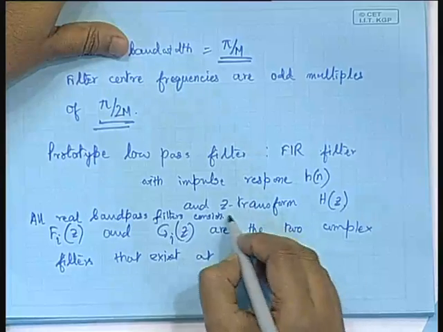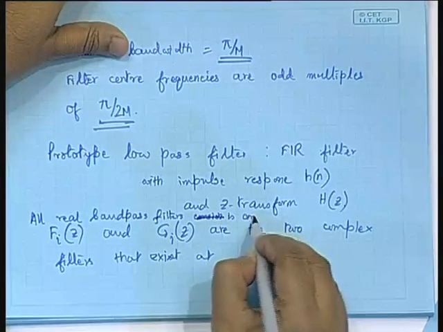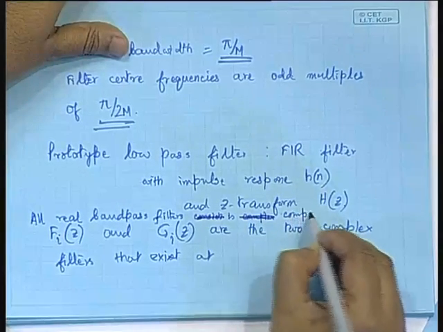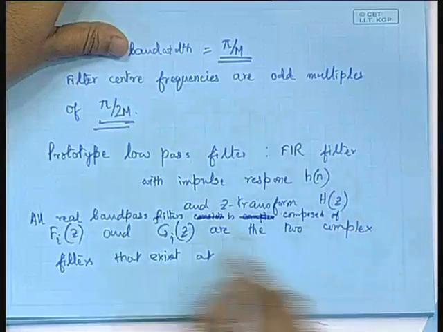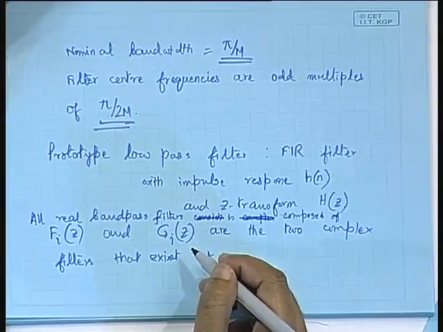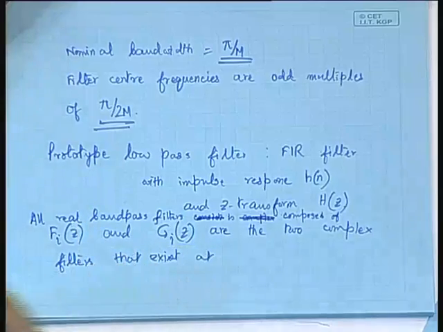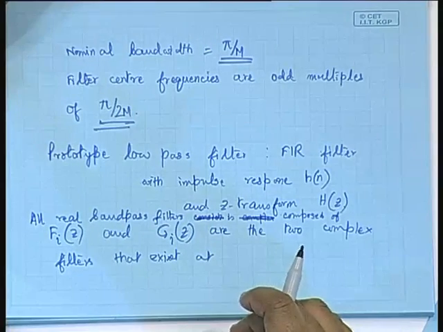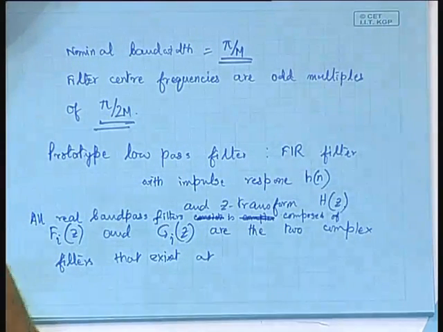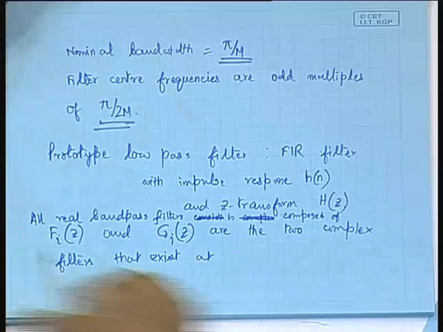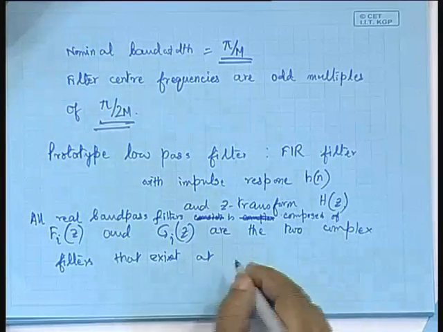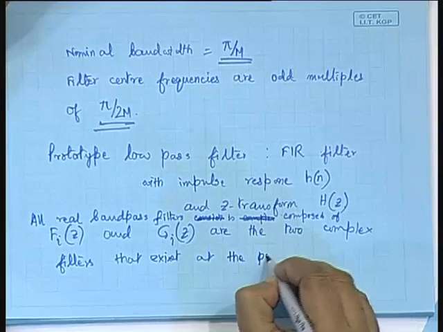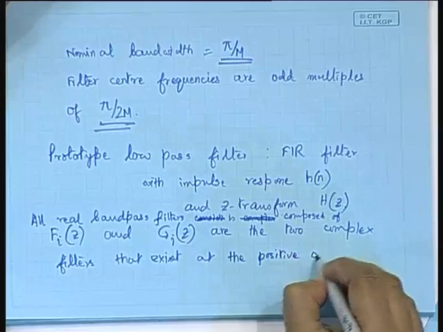So this is composed of two complex filters, Fi(z) and Gi(z). Fi(z)'s center frequencies are all located in the positive frequencies and Gi(z)'s center frequencies are all located at the negative frequencies, right. So, there are two complex filters that exist at the positive and the negative center frequencies.